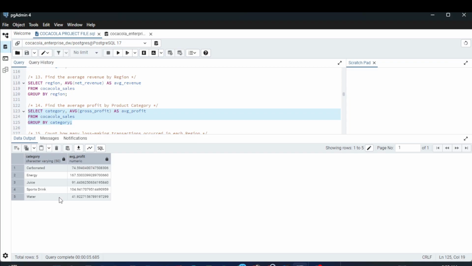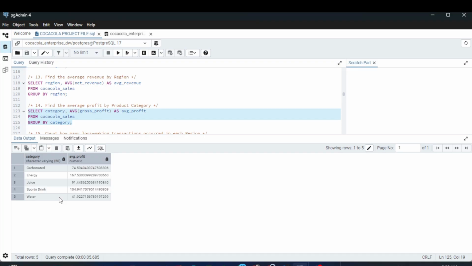So for us to get how many loss-making transactions, we select the region, count as loss count, from the Coca-Cola sales gross profit. To get the average loss, we don't have a loss. So now we want to find the average unit sold for profitable and for non-profitable transactions.